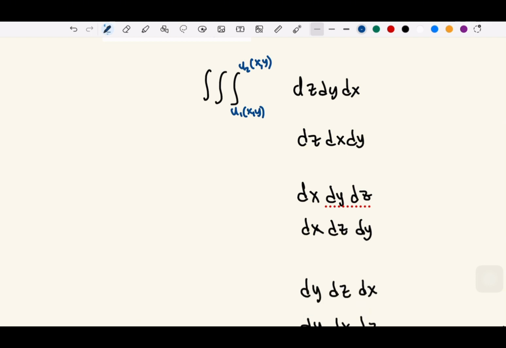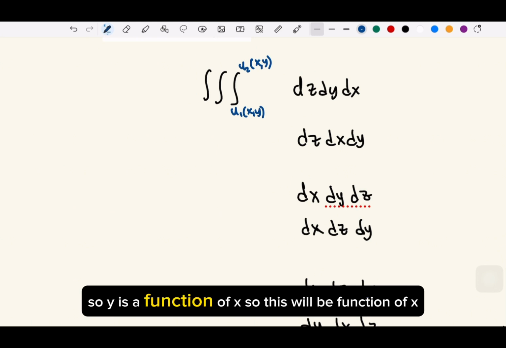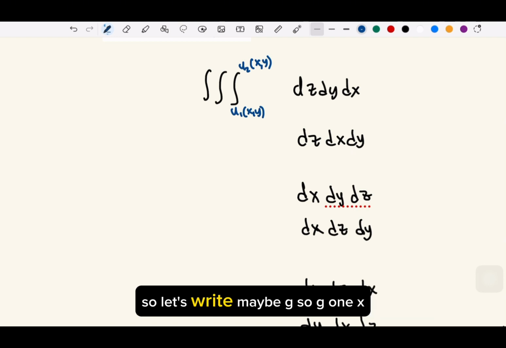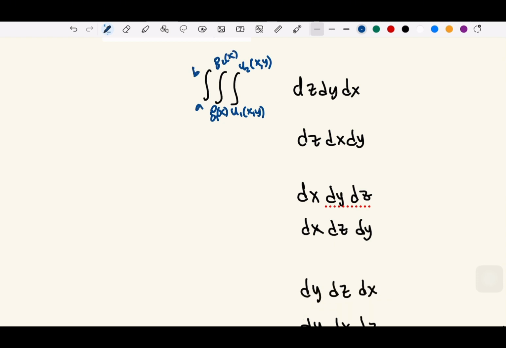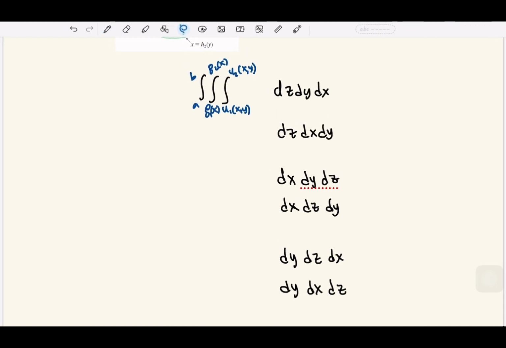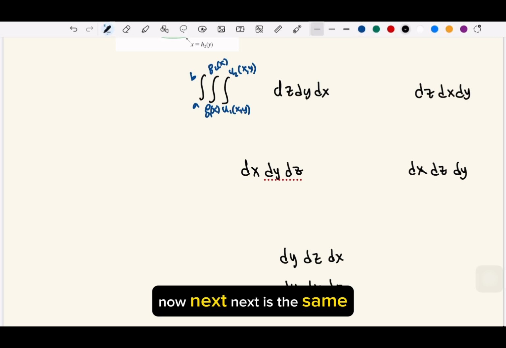The second one is dy. Usually you are going to have a function of x. So y is a function of x. So let's write maybe g. So g1 x, this is g2 x. And the rest will be a constant. Okay. Maybe going to be here. Okay. Now next is the same. Let me write with the line.